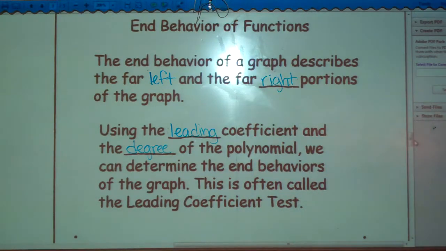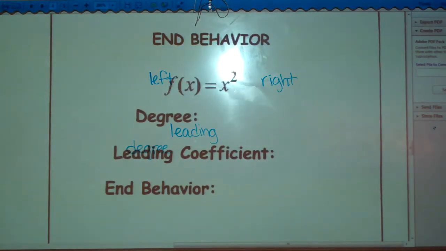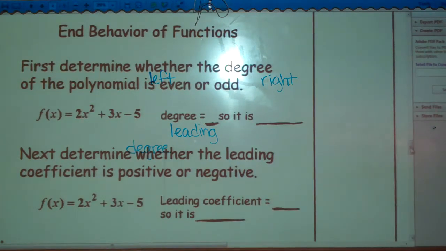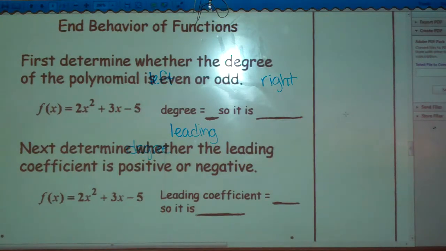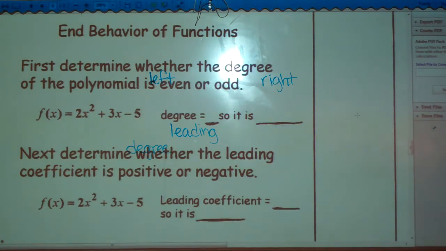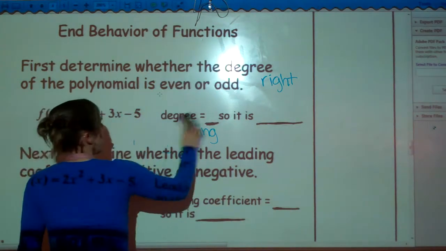Okay, so let's go to page 4. Okay, so here are the notes. Sorry it took so long.